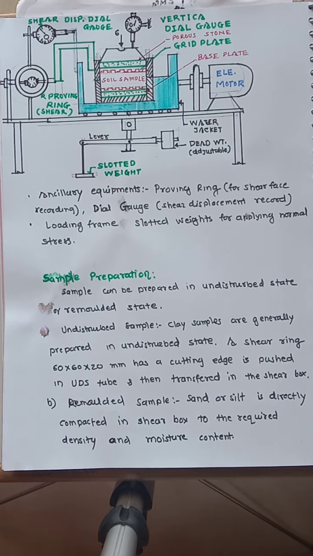Other equipment you require are ancillary equipment. These are called ancillary equipment: proving ring, dial gauge horizontal, dial gauge vertical. These measure the force and displacement. That's why they are called ancillary equipment. The proving ring is in general a very simple concept.